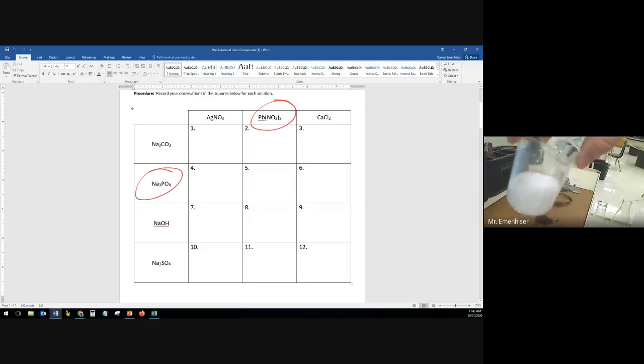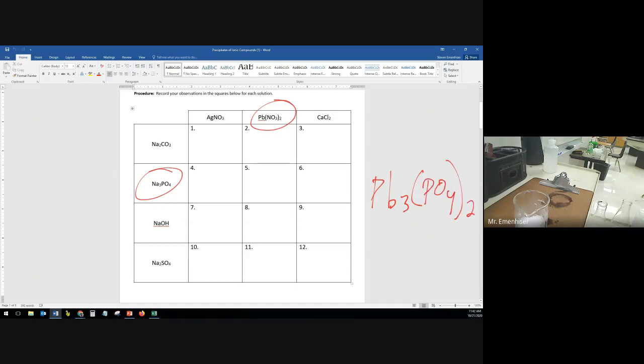So we are making lead phosphate, lead 2 phosphate. So let me get my pen, which would have the formula Pb3(PO4)2. And so the lead is a +2, phosphate is a -3. All right, I'm going to show you guys the cross trick. You guys probably know this, but I want to go over it.